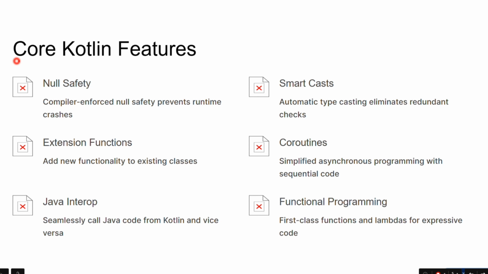Now let's talk about the core features of the Kotlin language. Null safety is one of those features, and we have already talked about it in the previous slide. And extension functions. It provides so many functions which we will talk about in upcoming videos. Just remember that it provides extension functions. And Java interoperability, we have already talked about it. And smart cast. If you don't know what typecasting is, then we will talk about it later.